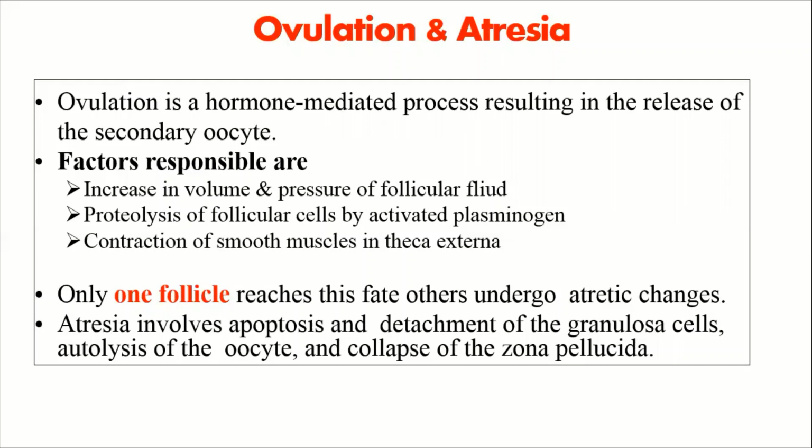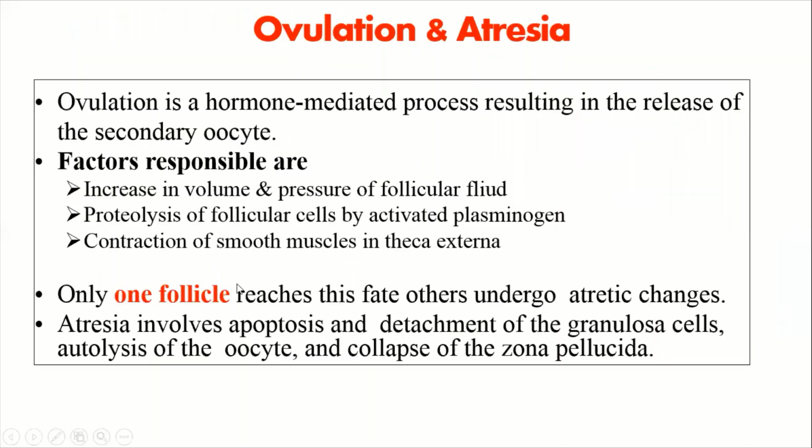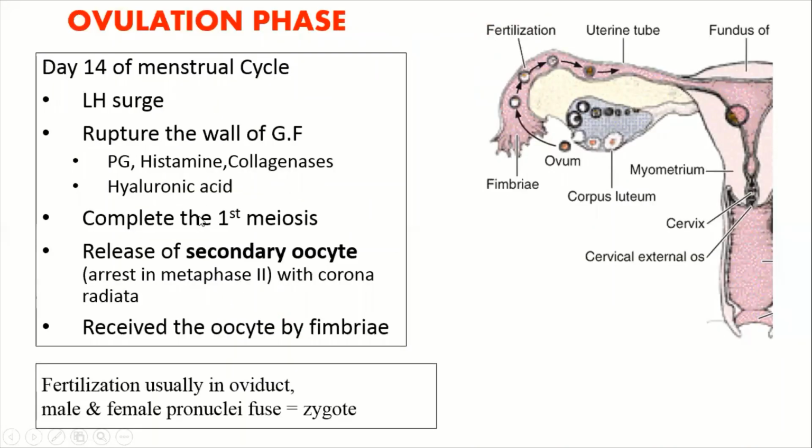Just before ovulation, blood flow stops in a small area of the ovarian surface overlying the bulging follicle. This area of the germinal epithelium is known as the macula pellucida or follicular stigma. We'll discuss it later on. Now, only one follicle reaches this final stage actually.